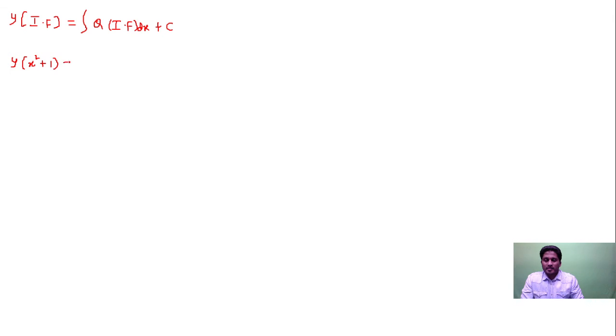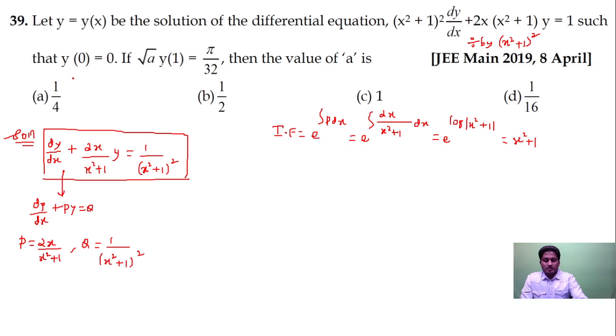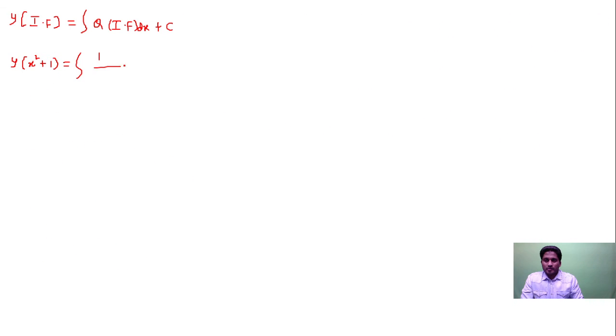is equal to integral Q into integrating factor. Q will be equal to 1 upon (x² + 1) the whole square, IF is equal to x² + 1, and then dx plus c. Now this x² + 1 will cancel with the square. Y into (x² + 1) is equal to integration of 1 by (1 + x²), which is tan inverse of x plus c. Let's call this equation 1.